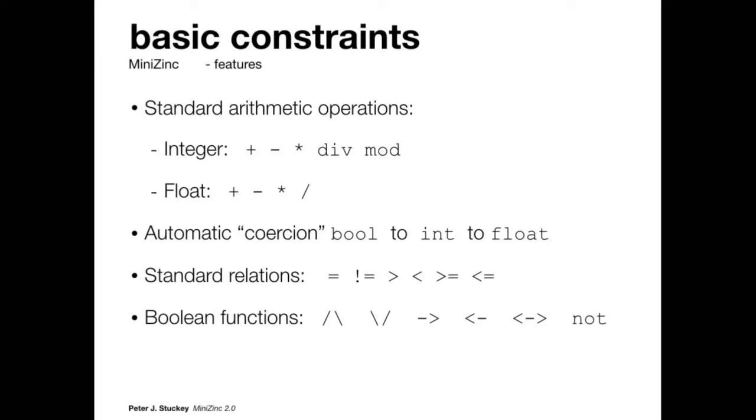And then we've got our standard arithmetic constraints, right? Just standard arithmetic operators and integers and floats, the coercion, which would not be here if I was looking at the right version of these slides. Standard relations, and notice it's not just linear relations. We have not equals, as we saw in the example there, and then Boolean functions. So we can create large, complex constraints by joining these things together by Boolean connectives: disjunction, conjunction, implication, equivalence, etc., negation.